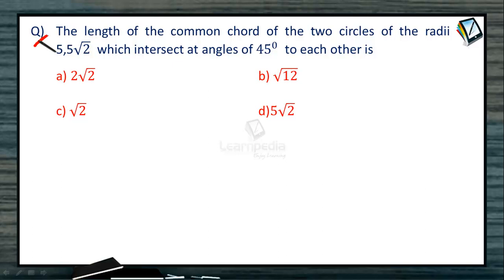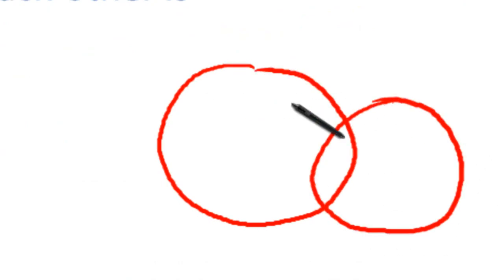Next, let us go to a problem: the length of the common chord of the two circles of radii 5 and 5 root 2, which intersect at an angle of 45 degrees to each other. See the rough diagram of this problem. There is a circle and another circle with radii 5 and 5 root 2 which are intersecting.